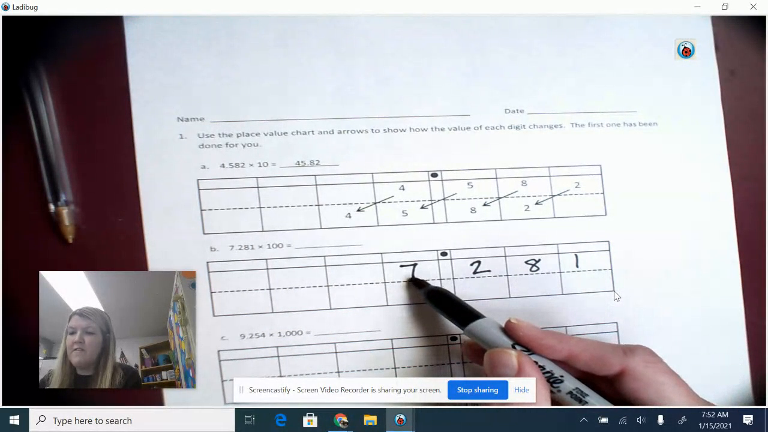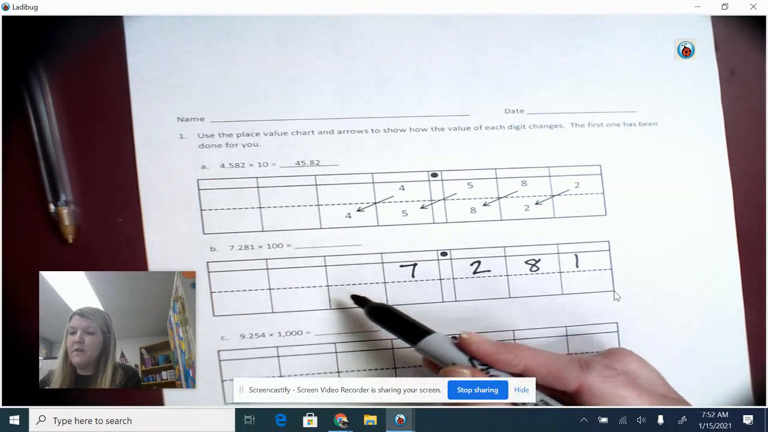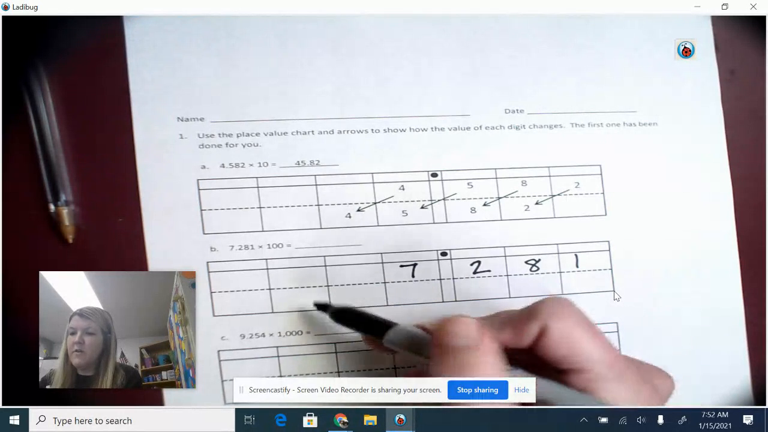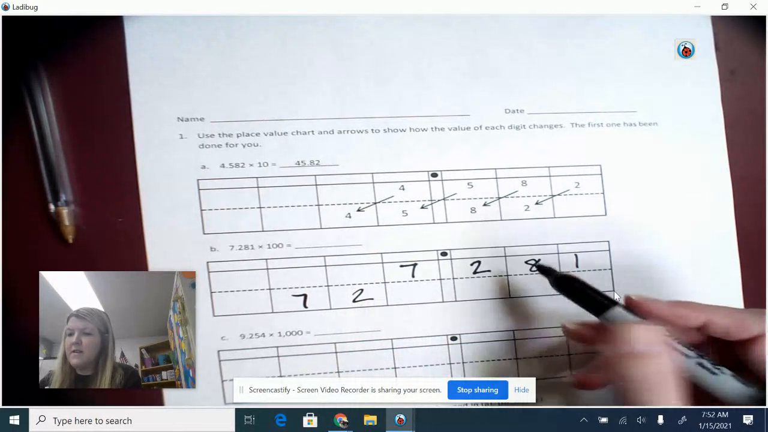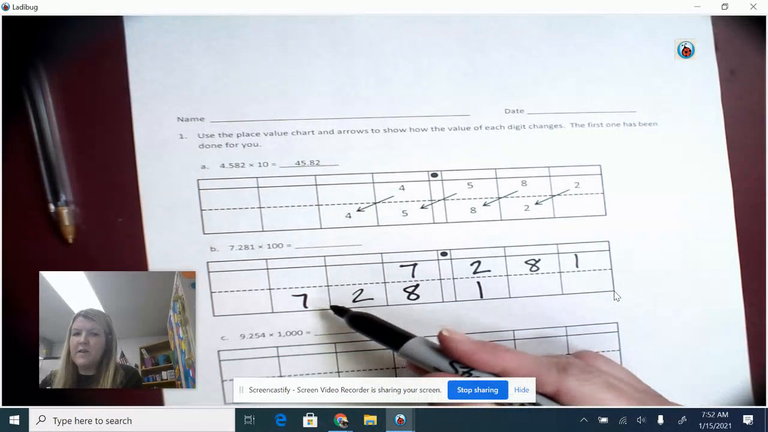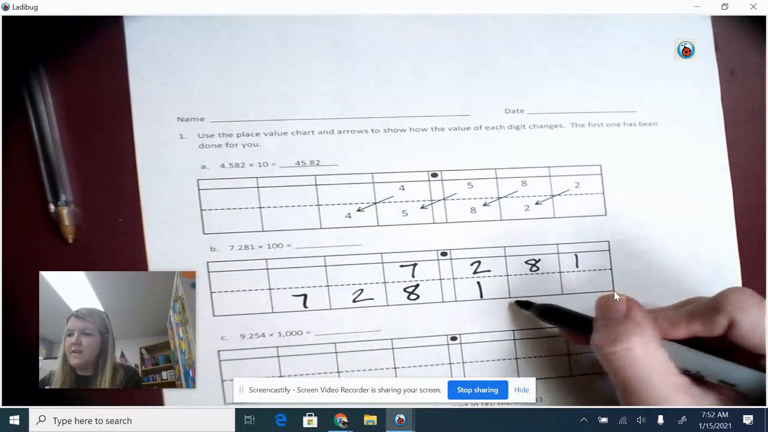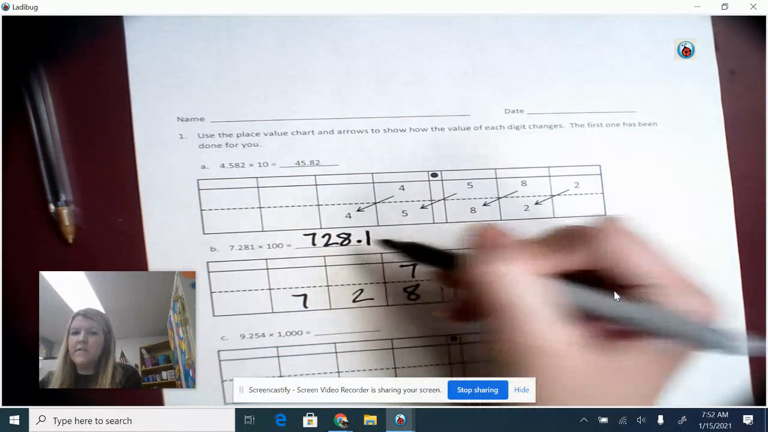So I'm going to start with the 7. If I moved it over to the tens place, that would be once. But since it is times 100, I have to move it over twice. So I move it over to the hundreds place. And then everything else just follows behind it. So you can see the answer is going to be 728 and the 1/10.